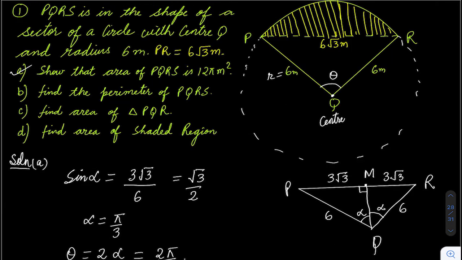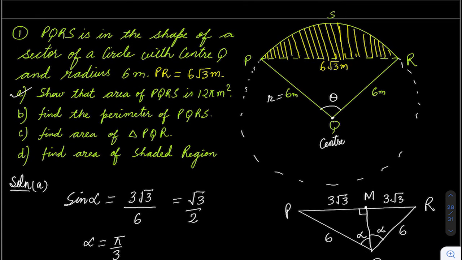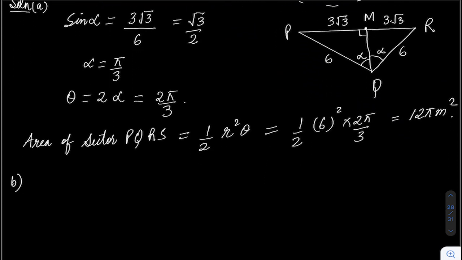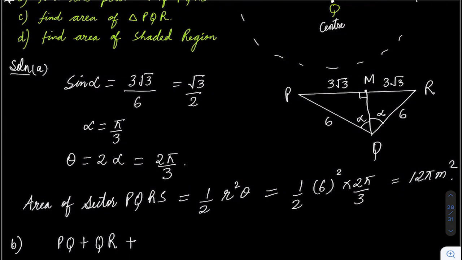B part now. What are they asking? Perimeter of PQRS. Now, some students forget this. They are asking for perimeter now. They are not asking for length of arc. So just be careful in this. So perimeter means PQRS. So we need PQ plus QR plus arc RP. So this is our perimeter.